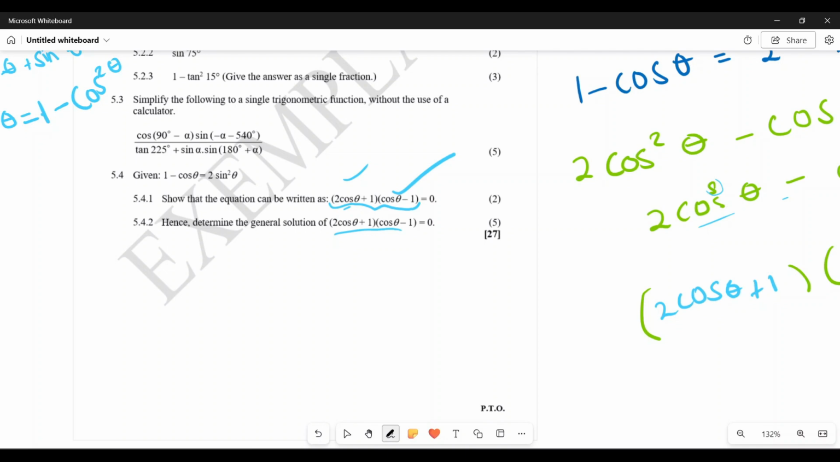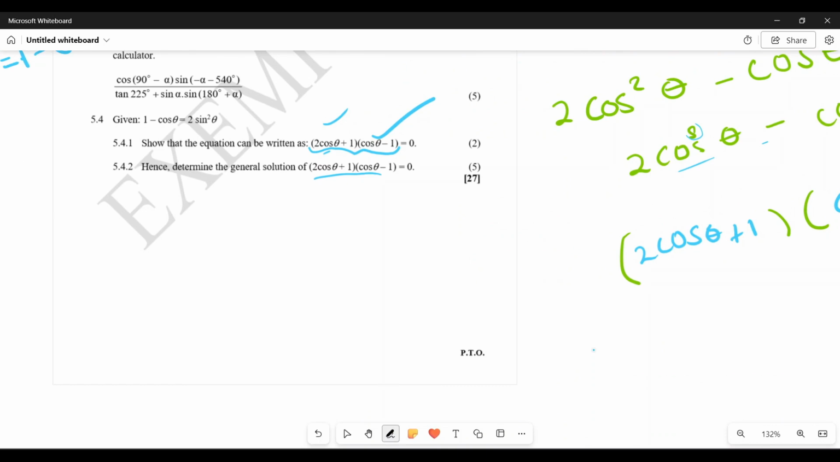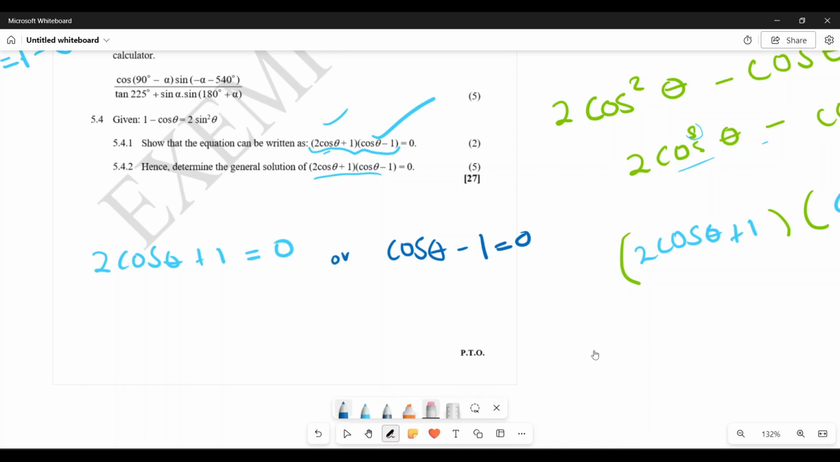Now, hence determine the general solution of that. Remember, how would we go about doing that? This is the same as 2 cos theta plus 1 equals 0, which is the first bracket, or cos theta minus 1 equals 0. Now let me first solve for this. Let me first find theta in this instance. To solve for theta here, I'm going to first start by taking the 1 onto the other side. So my cos theta will be equal to positive 1.